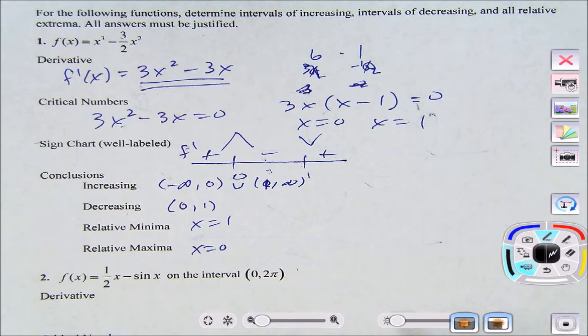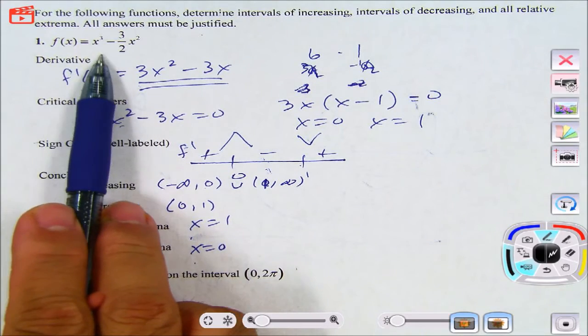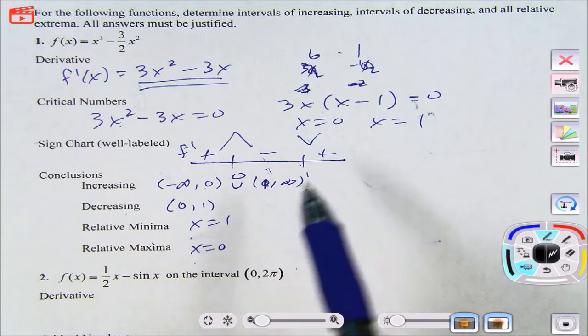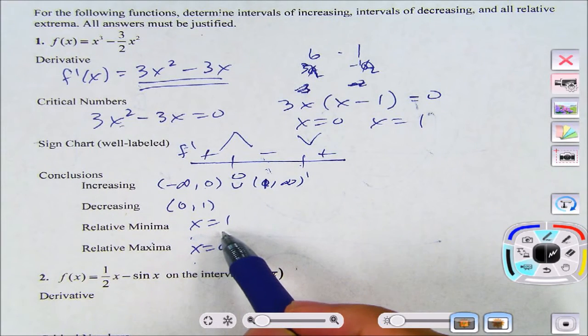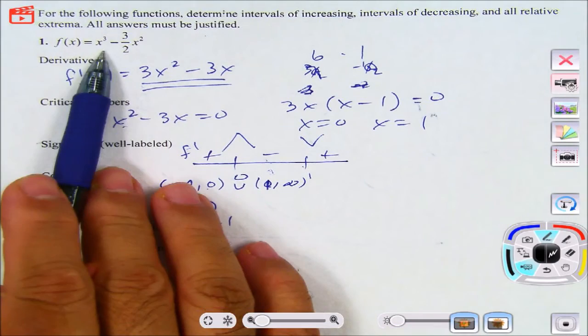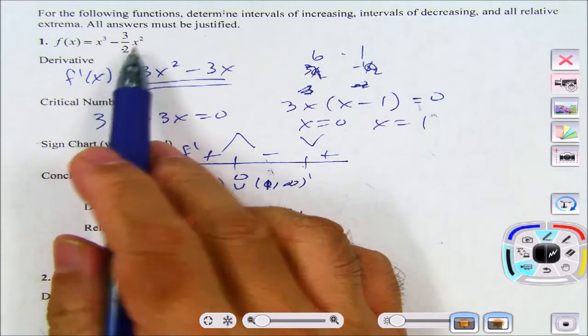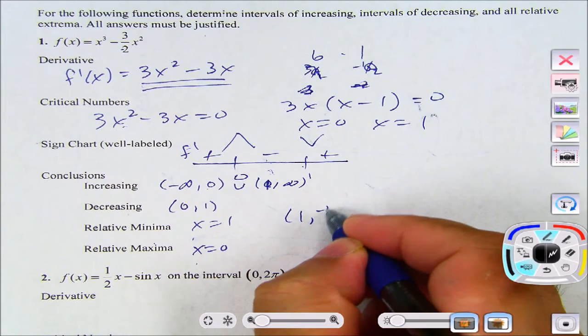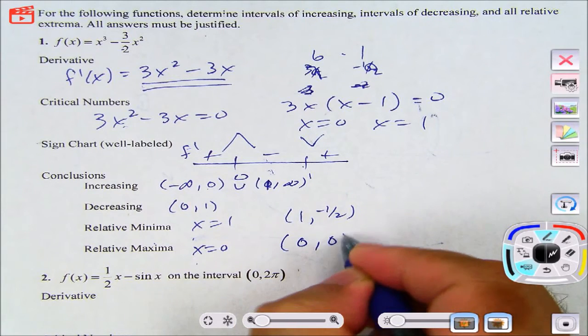So that's a max of the original function. When I say there's a min or max, I'm talking about the original function, not the max or minimum of the derivative. And if I want the actual y value, I have to go back and plug it into the original. So it'll be 1 comma, plug in the 1, I get negative 1/2. And if I plug in 0, I get 0.